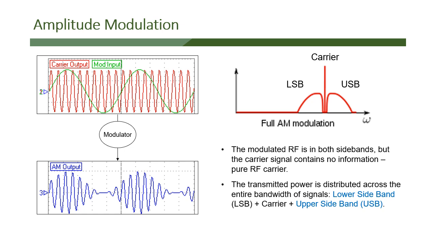And the transmitted power is distributed across the entire bandwidth of the signal. So if I have 100 watts that I'm transmitting at, then that 100 watts is distributed across the lower sideband, the carrier, and the upper sideband. The entire power is going to be dispersed across all of that space, all of that bandwidth.